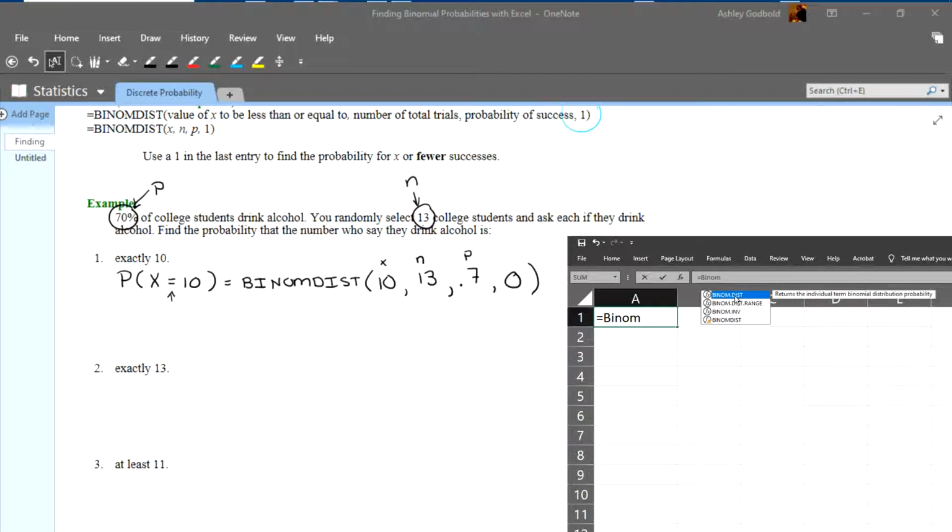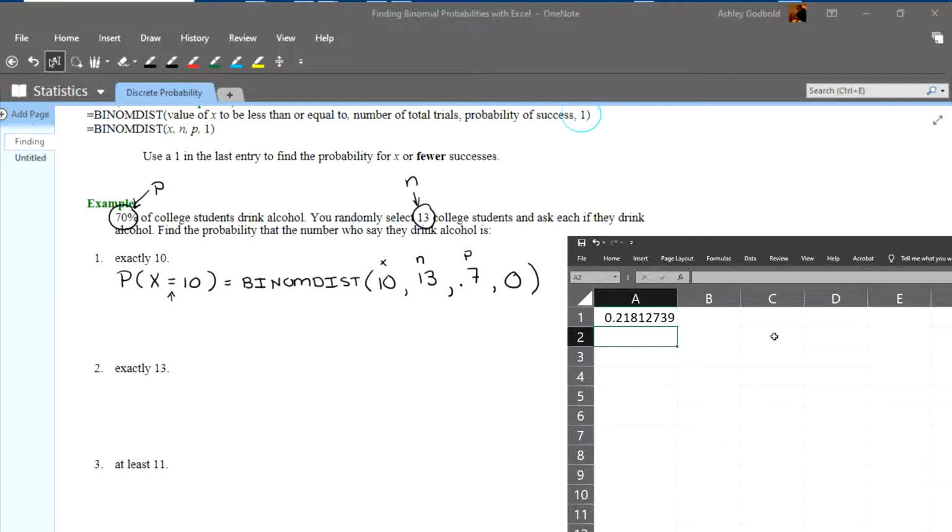But it really doesn't matter which one you use, because you'll see they say the same thing: returns the individual term binomial distribution probability. They say the same thing, so they will calculate the same thing. I'm going to use that one though. And then you can see it even tells you what parameters it needs to put in, which we already discussed. So the first number is the number of successes we're trying to find the probability of. In this case, we're looking for 10 students to say yes. The total number of trials, the probability of a success, and then do we want it to be cumulative? No.